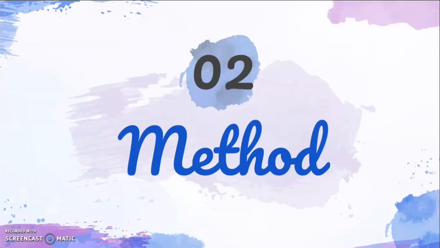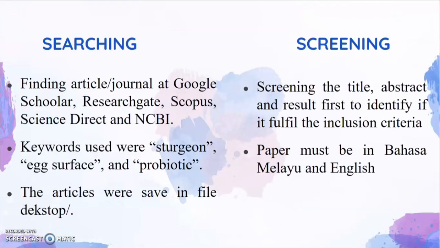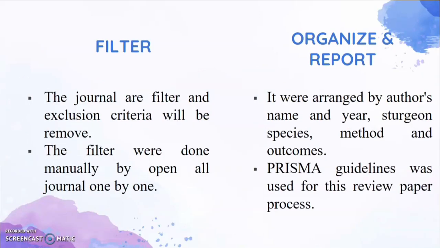Next is methodology. I use searching, screening, filter, organize, and report. For searching, I find the articles at Google Scholar, ResearchGate, Scopus, Sendera, and NCBI. I use keywords sturgeon, egg surface, and probiotic, and the articles are saved in a file on the desktop. Then I screen the title, abstract, and the result first to identify if it fulfills the inclusion criteria, and the paper must be in Bahasa Melayu and English.